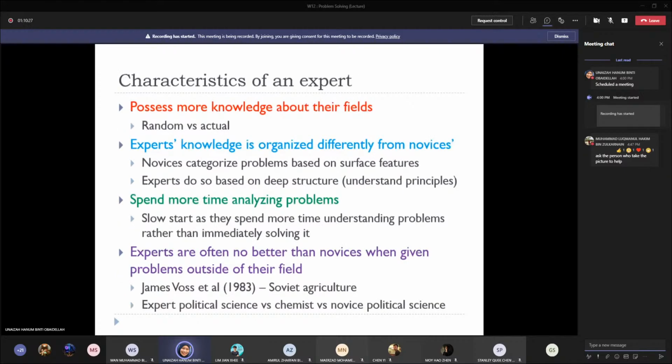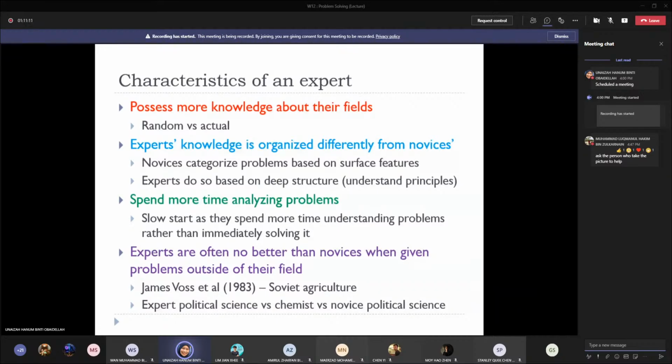So these are just some characteristics of an expert. Clearly, they possess more knowledge. This can be seen in the chess experiment that we looked at in previous topics. Experts' knowledge is also organized differently. It's more structured. Novices often look at things on the surface. So when you try to become an expert in a specific field, try to look deeper. Try not to just memorize, or do repetitive or maintenance rehearsal, because that will not help to develop connections between neurons in your brain.